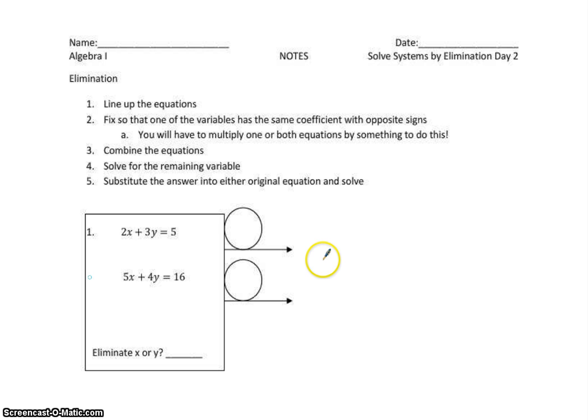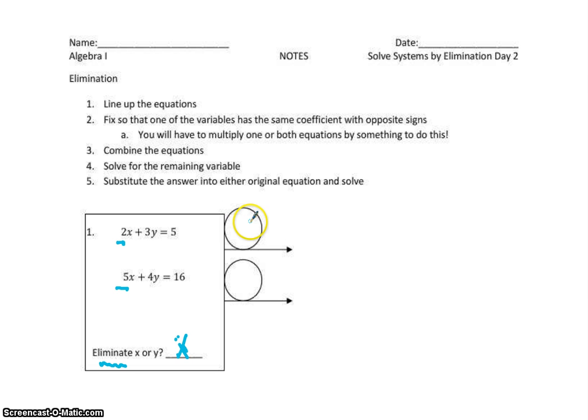So looking at number 1, the first thing you have to do is figure out, what do you want to eliminate, x or y? Well, x has 2 and 5, and y has 3 and 4. There's not a good answer on this one, because neither sets of numbers have anything in common, and neither one already has signs set up, so it really doesn't matter. So I'm just going to go with x just because it's the first one. So if I'm going to make x cancel, I'm looking at my 2 and I'm looking at my 5. They've got to be opposite signs, and they've got to be the same number.